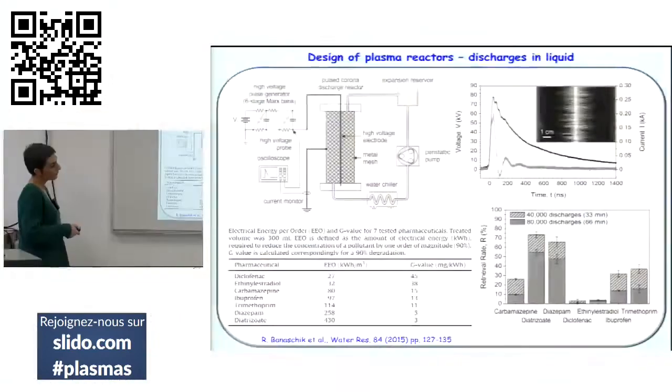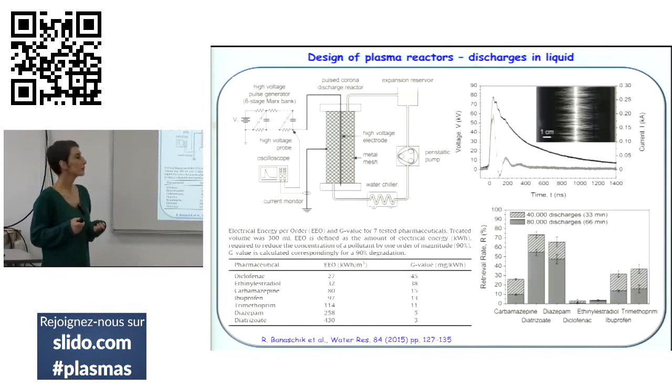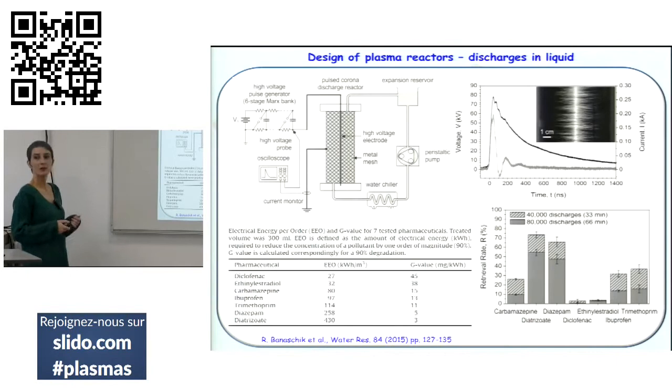What we also observe is the efficiency, or the G value. The G value is the amount of pharmaceutical destroyed per unit of energy, in this case per kilowatt hour of energy introduced in the process. So as I said, the G value is relatively small, but we have to take into account that the initial concentration was quite small, and then the authors decided to calculate the electrical energy per order, the amount of electrical energy required to reduce the concentration of pharmaceutical by 1 order of magnitude.